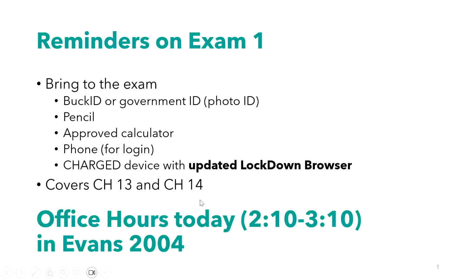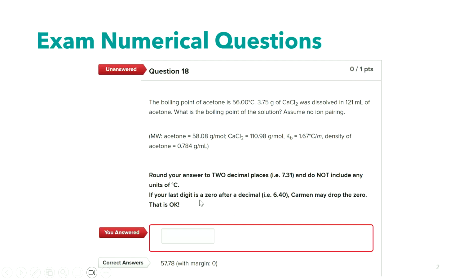Okay, one other thing I want to point out. If you have numerical questions, which you will, look at this bold statement here. We don't ask you about significant figures because Carmen can't handle that. We say answer to 2 decimal places, okay? And don't include the units, all right? And so here you would write in 57.78. This is a bad representation because on our Carmen exams, we have margins built in.